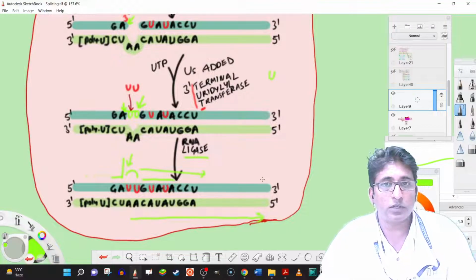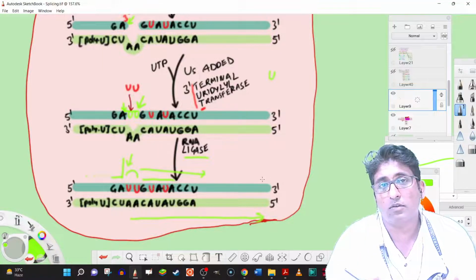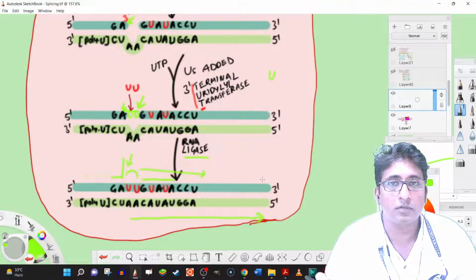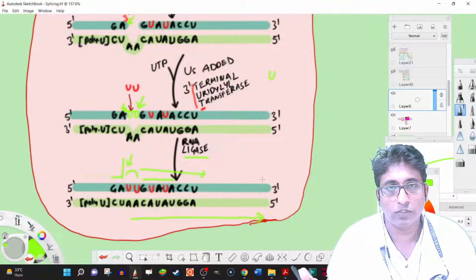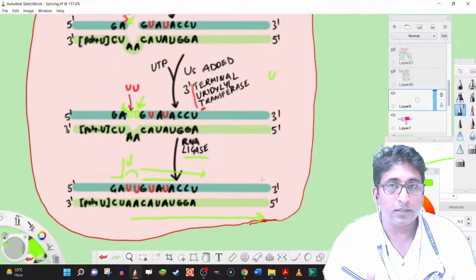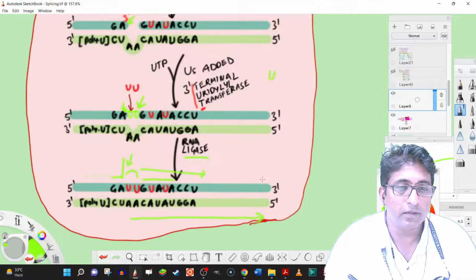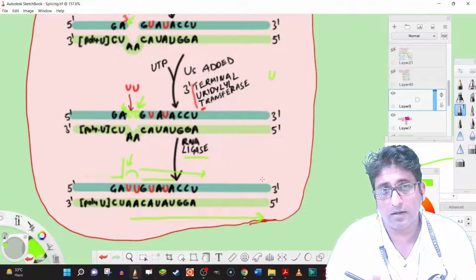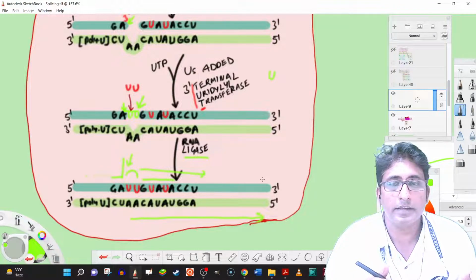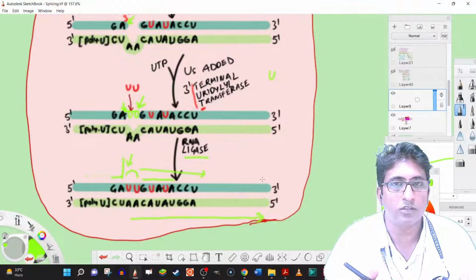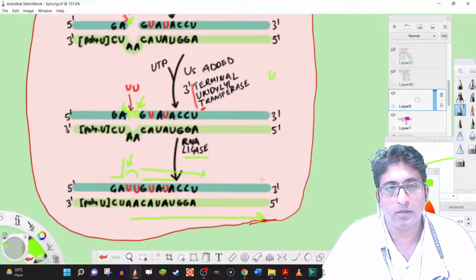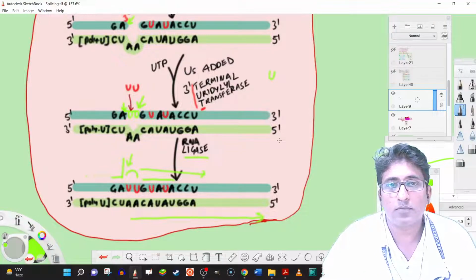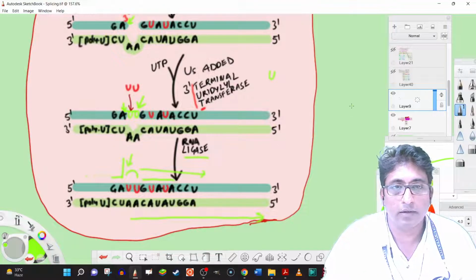What are frame shift mutations? When you have deletions or additions which are not multiples of 3, the whole reading frame is going to change. Almost the same thing is happening here, except that frame shift mutations happen in DNA. RNA editing is being done at the level of RNA, and it's not the genome, so it's not a mutation. It is just producing a different type of protein because of RNA editing.